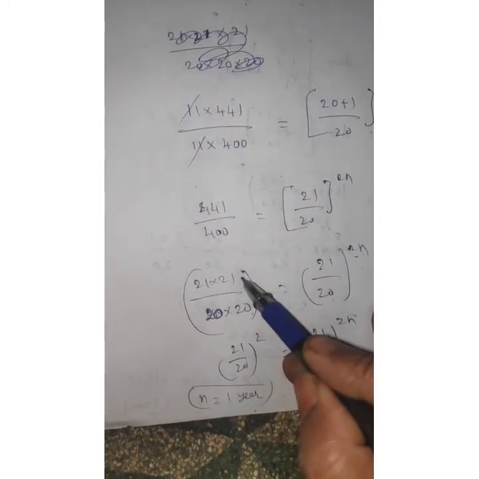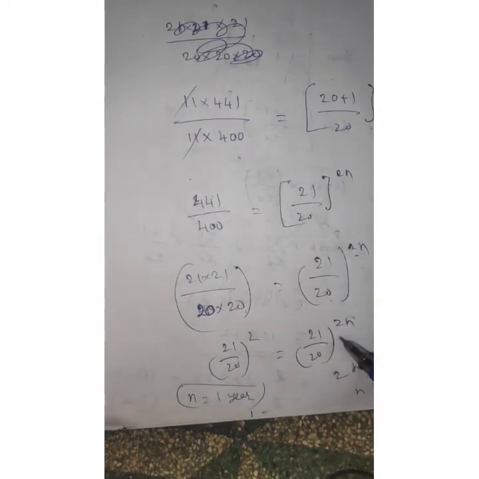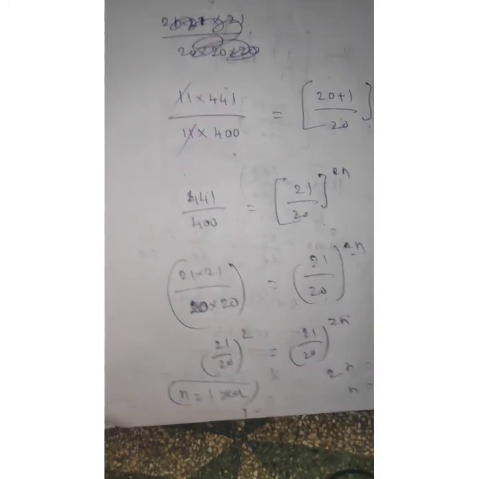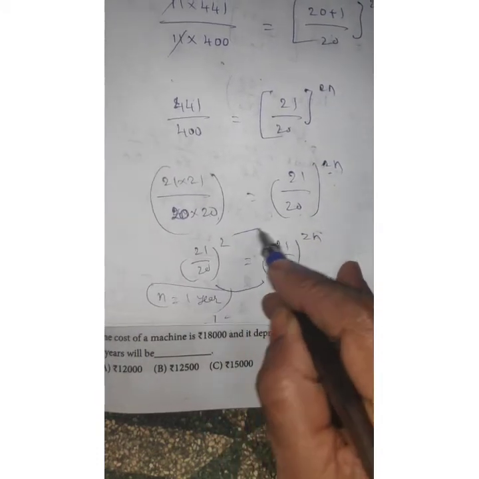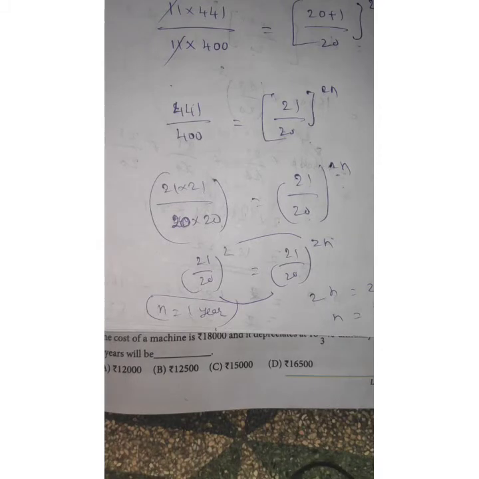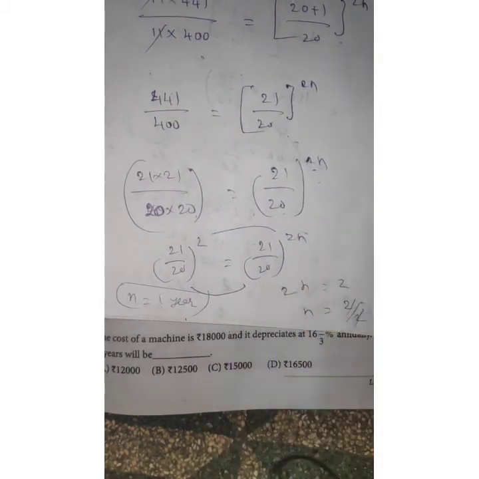21 by 20 whole power 2n. Now 21, how many times is there? 2 times. So 21 by 20 whole square equal to 21 by 20 power 2n, so 2n equal to 2. Now 2 is also the same fraction, so only the power number you select. 2n is equal to 2, n equal to 2 by 2 equal to 1 year.